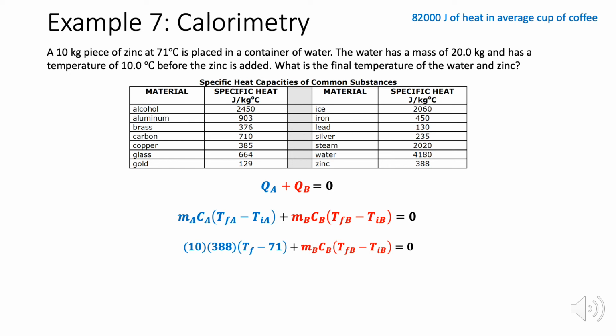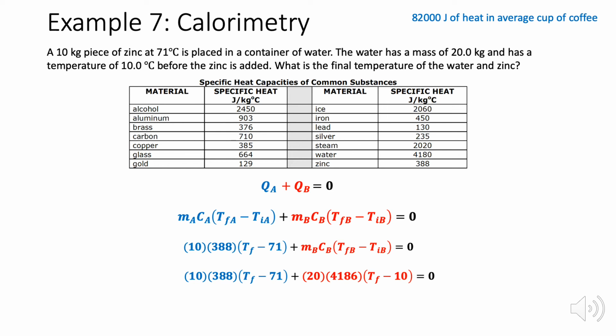Now, let's talk about object B. Does it give me the mass of object B, which is the water? Yes, 20 kilograms. Do I know the specific heat of water? Yes, it's 4,186. I'm looking for the final temperature of water, and it gives me the initial temperature of water, which is 10 degrees Celsius. And remember, all that's equal to 0.